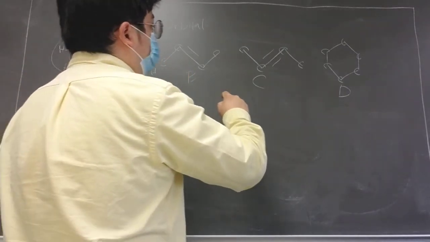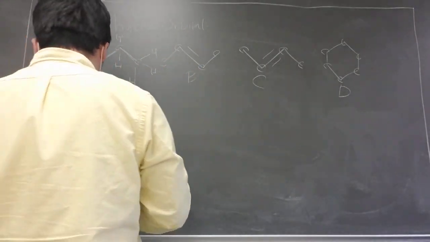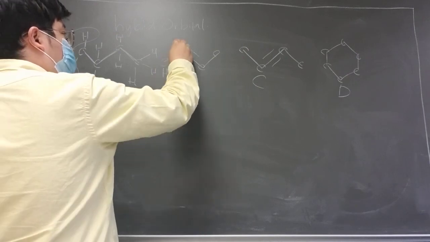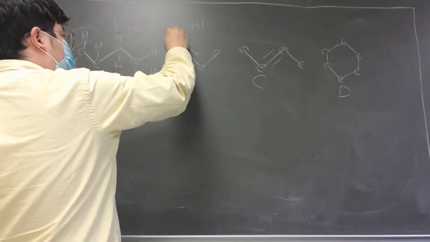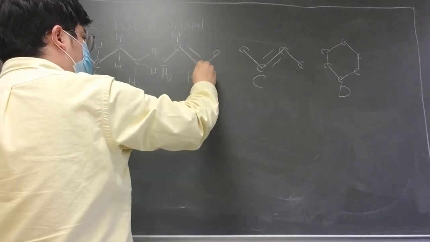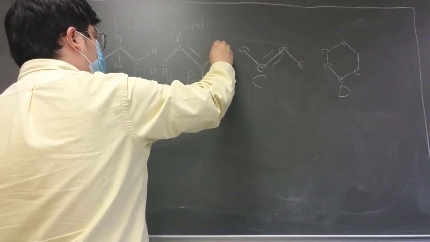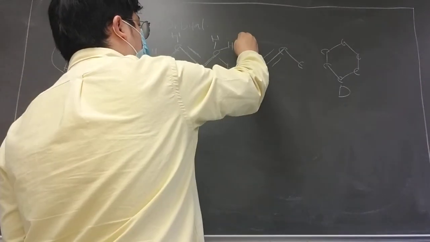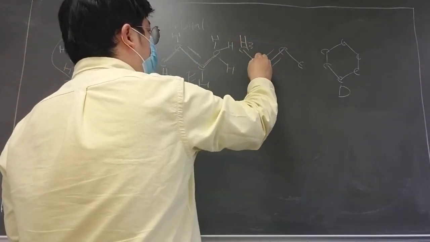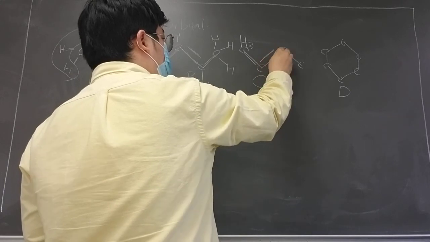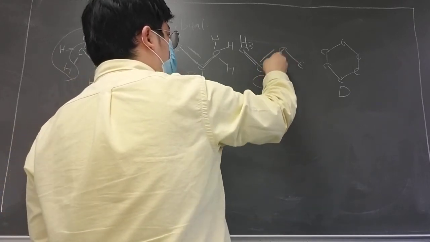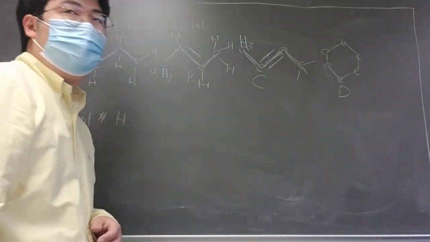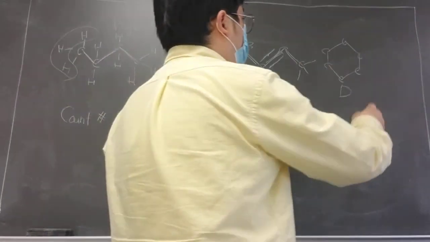And maybe this one is 3, right? 1, 2, 3, 4. Okay, so you know there. It's the same. I'm going to save some time. So no hydrogen here, 1, 2, 3, 4. No hydrogen. There you go.